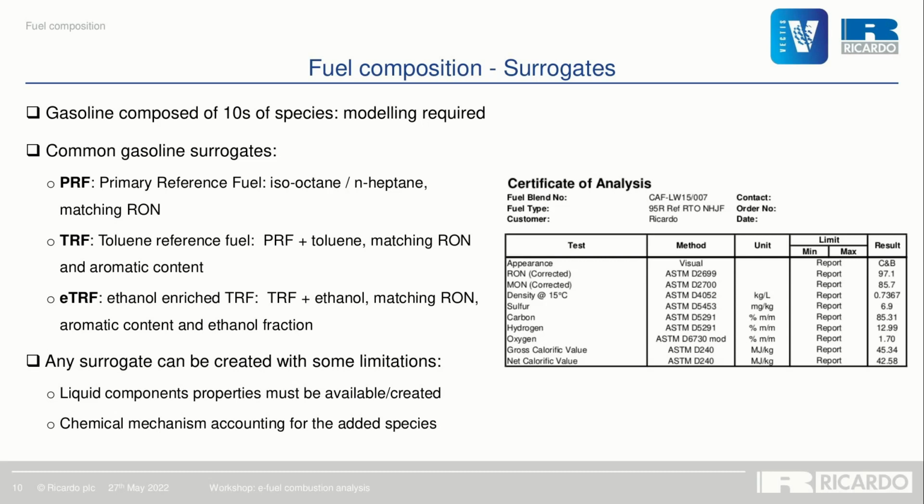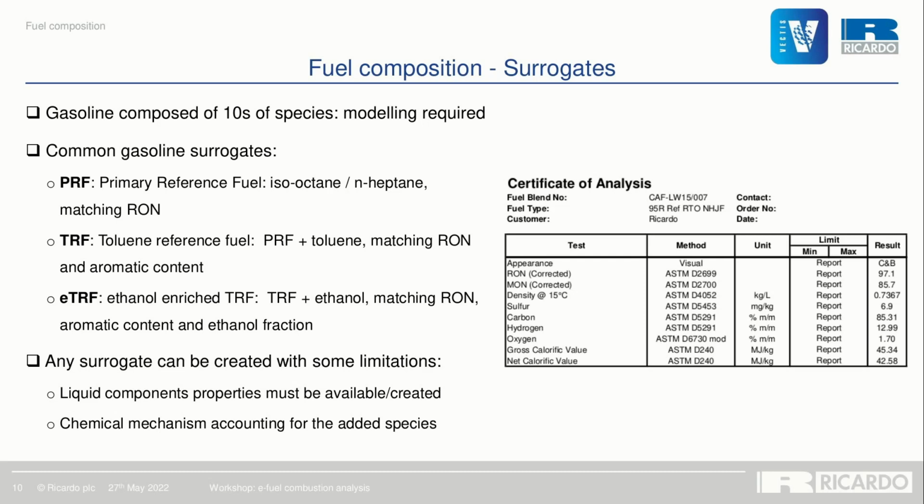Usually, this takes the form of the definition of surrogates, which are essentially mixtures composed of a few selected species that are able to mimic the main characteristics of the real fuel. In the case of gasoline, three common surrogates are usually considered: the first one being the primary reference fuel, the second is the toluene reference fuel, and the third one is the ethanol-enriched toluene reference fuel. These surrogates contain isooctane and n-heptane for the primary reference fuel, n-heptane, isooctane, and toluene for the toluene reference fuel, and an addition of ethanol for the eTRF.